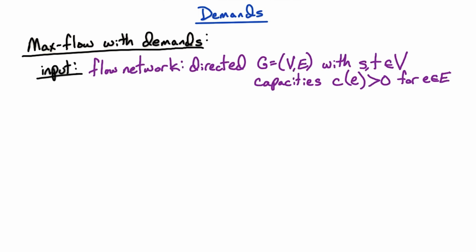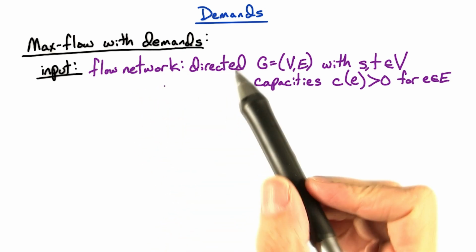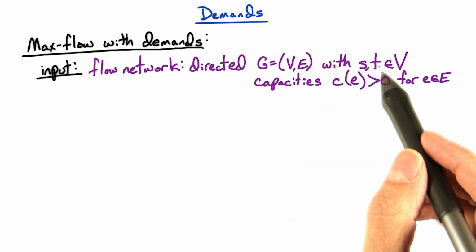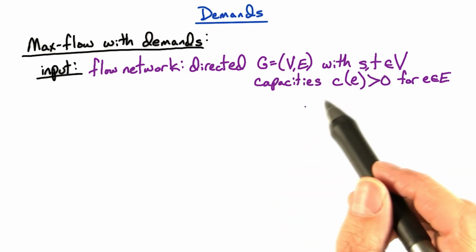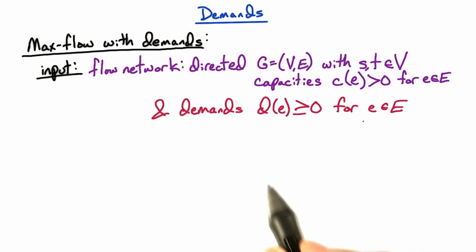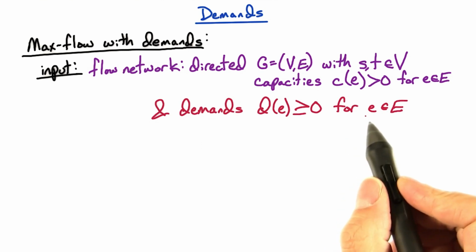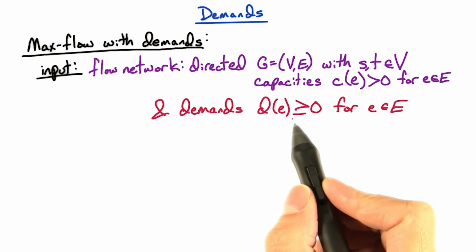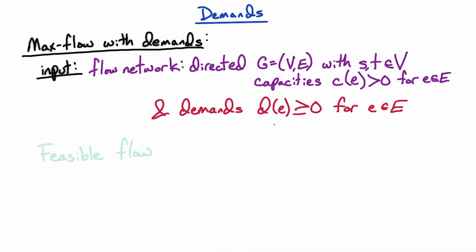The input starts off the same as before for the max flow problem. So we have a flow network, which consists of a directed graph G with the specified start and end vertices S and T, along with the capacities for every edge. Now the new aspect is that we're also given the demands for every edge. So for edge E, we're given the non-negative number d of E, which specifies the demand for this edge. Now our goal is to find a feasible flow.